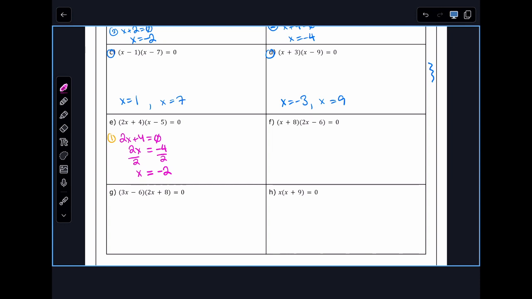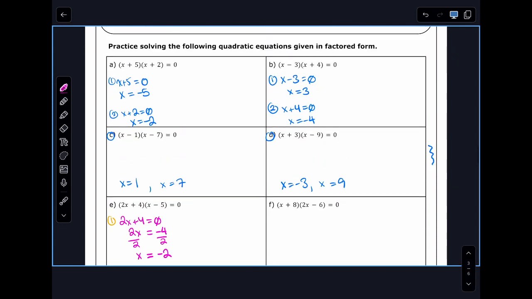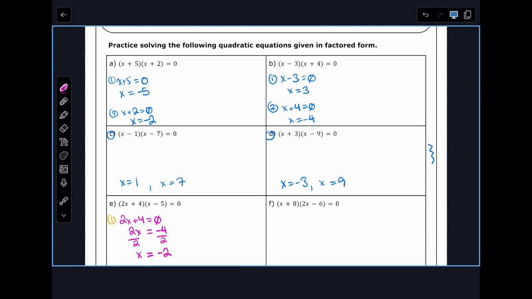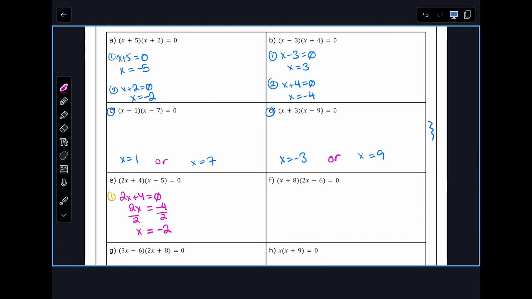Okay, guys, let's just scroll up for a second. Whenever you're solving for zeros, add the word or. So for example, C, in between x equals 1, insert the word or, because they can't be true at the same time. Okay, x is either 1 or it's equal to 7. So between every single x value when you're solving, write the word or, please. Okay? It's like a little notation, but it makes a difference.